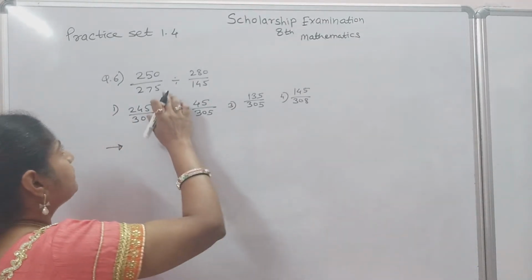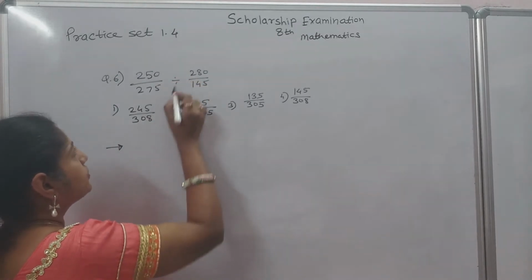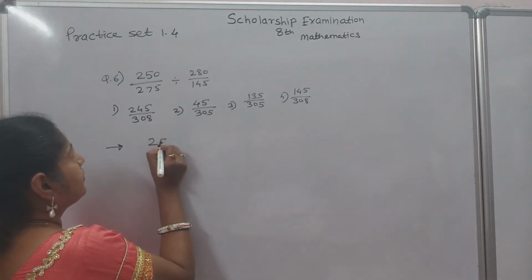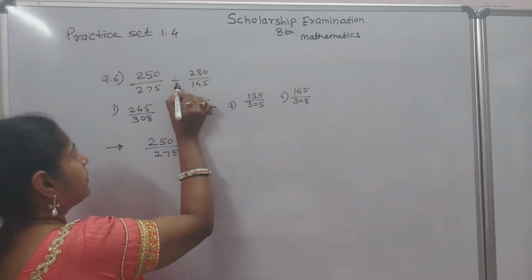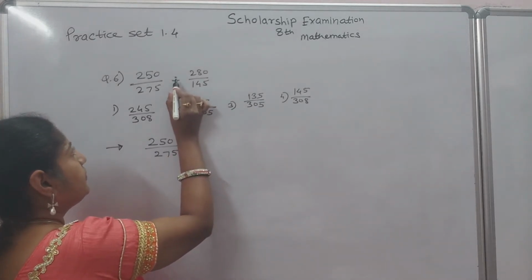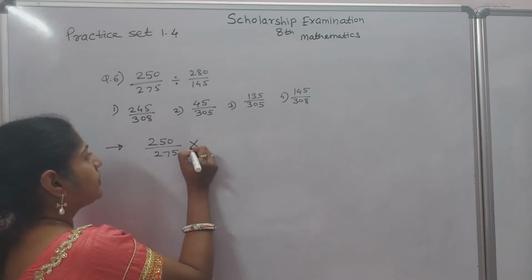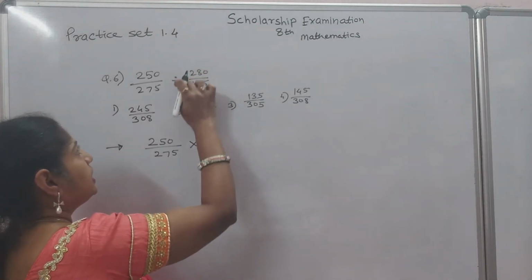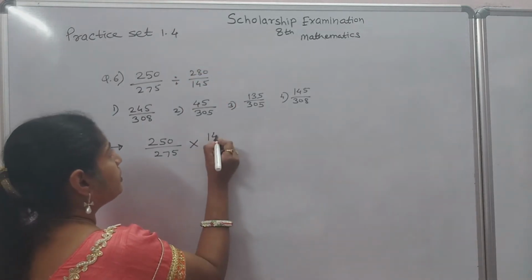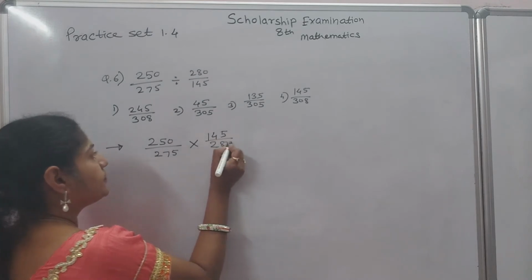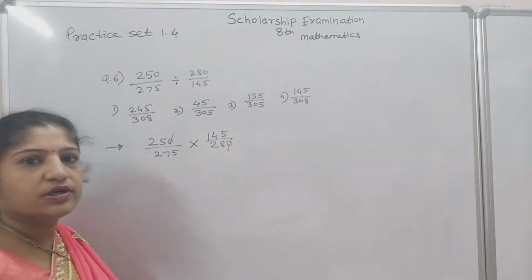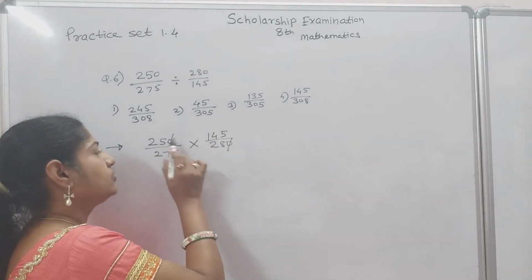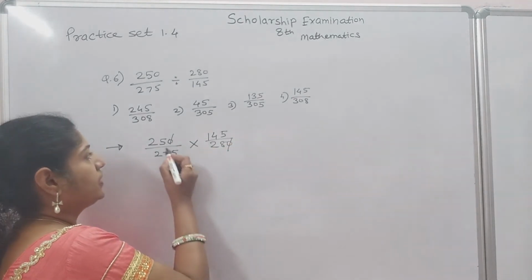Again, the division of two fractions, 250 divided by 275. Divide, make it multiplication and take the multiplicative inverse of this number, 145 upon 280. The numerator's 0 and denominator's 0 are cut, that is, divide both the terms by 10.